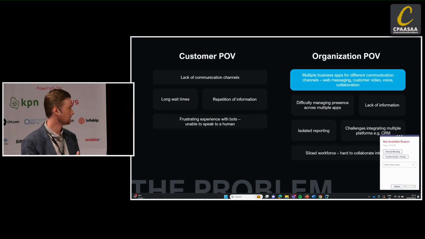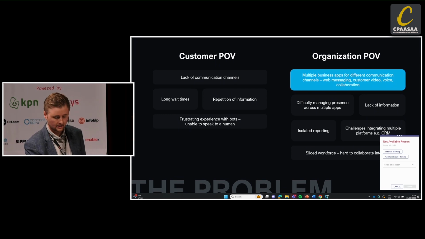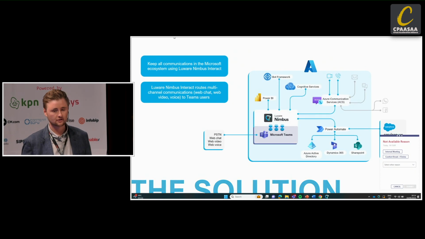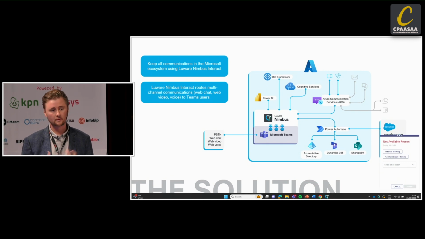I put some others on the screen here that I'm sure we're all familiar with: siloed workforces, isolated reporting tools. So by trying to offer more to the customer, we actually end up with some issues. What we can do about that is use a CPaaS platform, and the CPaaS platform that we've chosen is the Microsoft Azure CPaaS platform. We can use different elements of this, but what we want to do is bring that together into a SaaS offering that customers can consume straight off the shelf. That's what I'm going to show you today.